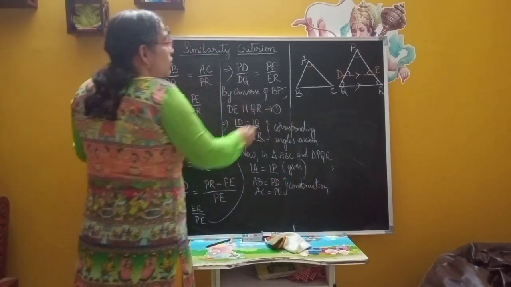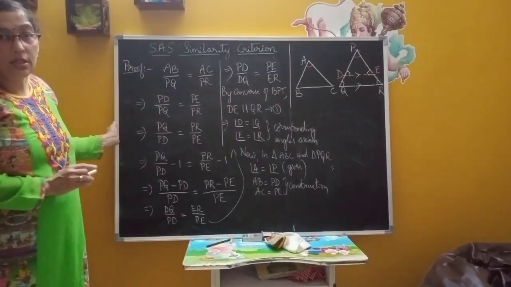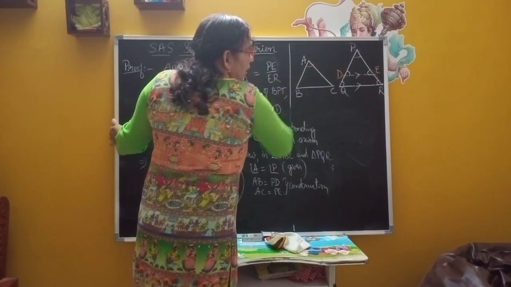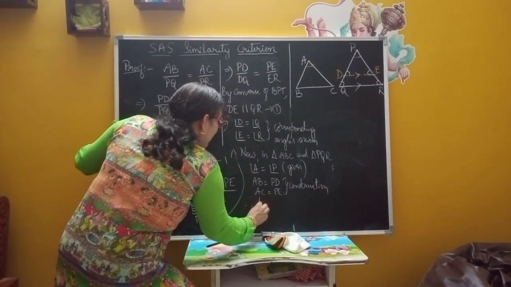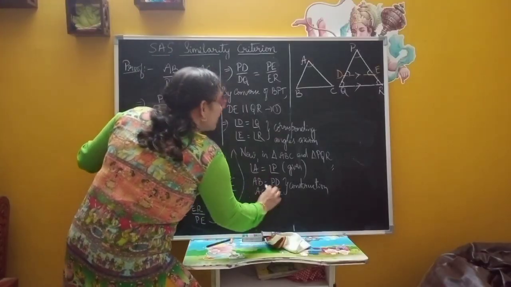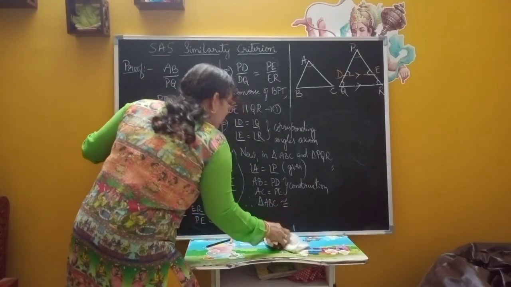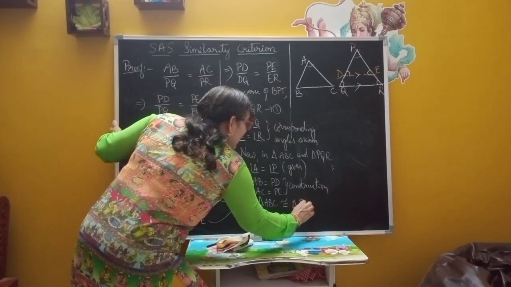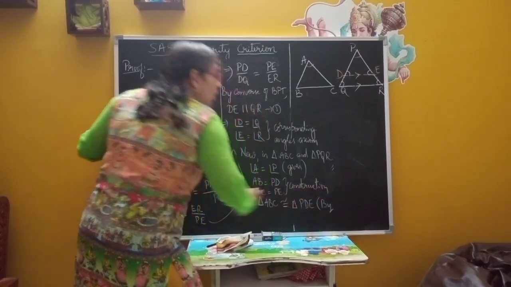So what do you say? Using the SAS postulate or SAS congruency rule, we can say triangle ABC is congruent to triangle PDE. Therefore, triangle ABC is congruent to triangle PDE by SAS congruency rule.